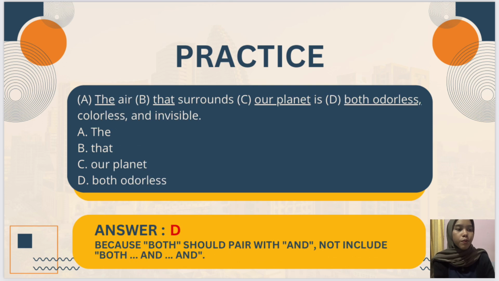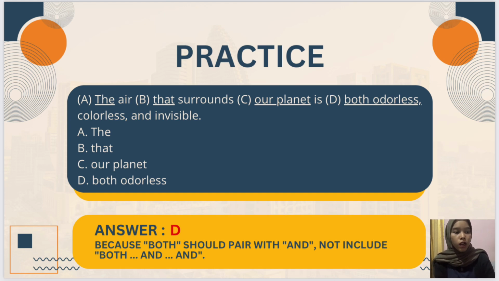And then next, the second question: the air that surrounds our planet is both odorless, colorless, and invisible. So this is an error. Do you know why? And what is the answer? Yep, the answer is D. Because as I said before, when we use the correlative conjunction both and, we only use it for two elements. But in this sentence, there are three elements, which are odorless, colorless, and invisible.